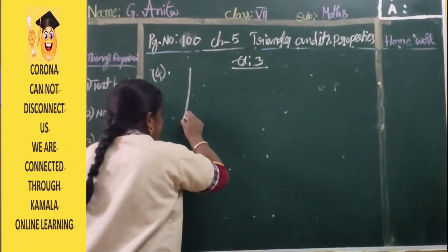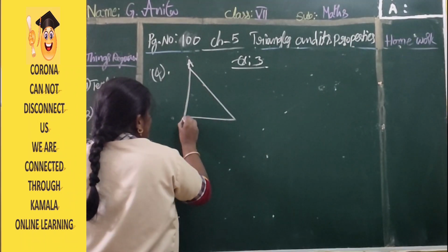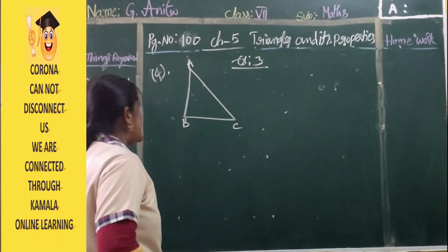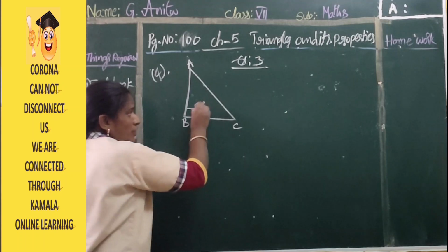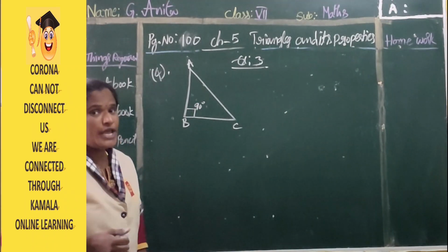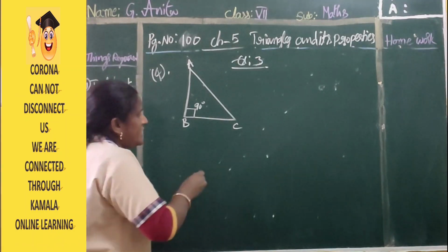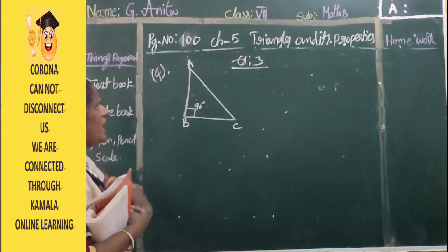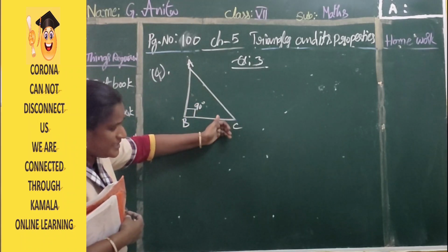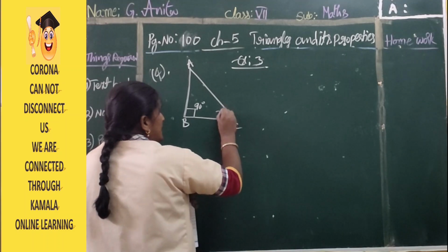You have to draw the right angle triangle. Okay, in triangle ABC, right angle at B. I am assuming this, this is an assumption only. In a right angle triangle, one angle is 30 degrees, and wherever we can take any angle. I'm taking it at C. One angle is 30 degrees.